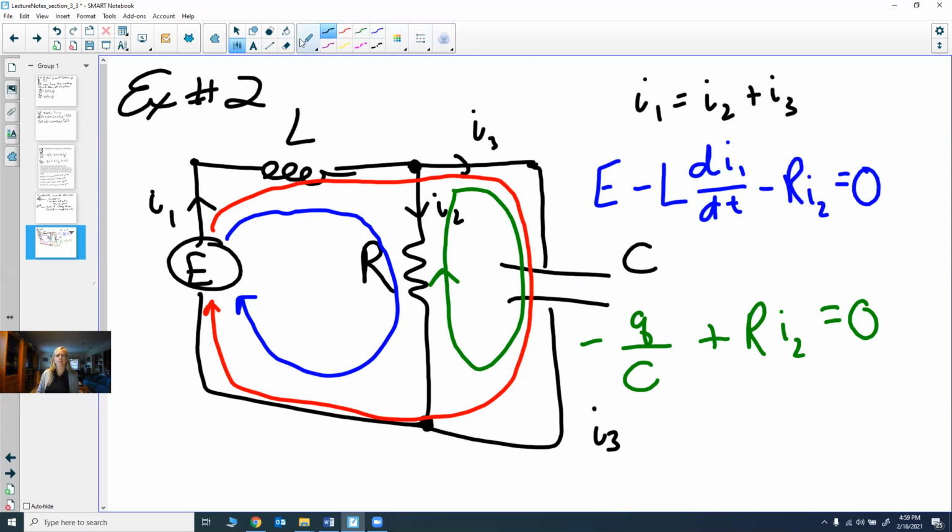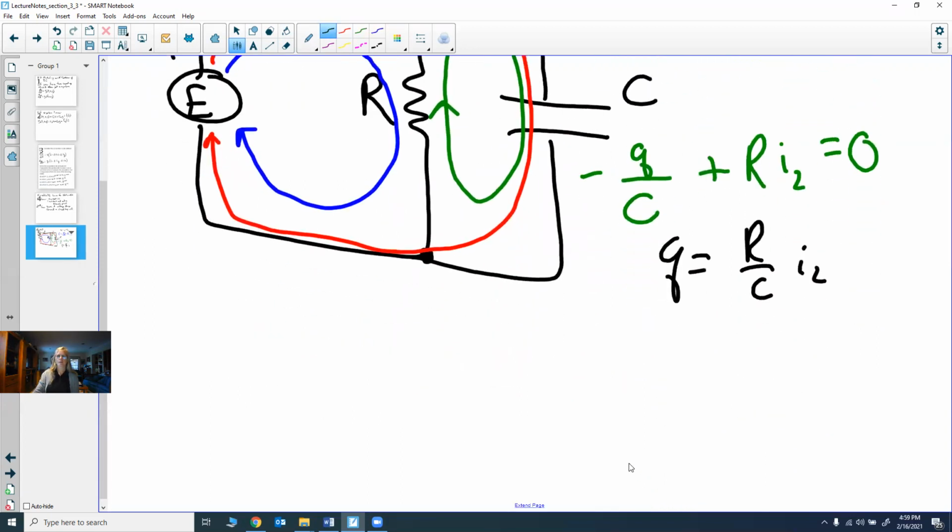well, actually, let's quickly, before we do that, we'll do that in a second. But here, I'd like to get rid of my Q. So let's solve this for Q. So if I solve this equation for Q, Q would equal R over C times I2. Cool. So we have that.